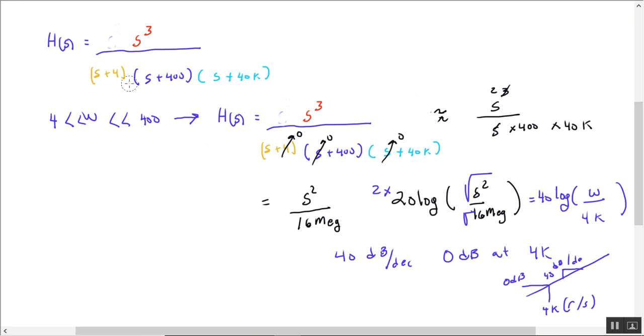Then the next is when we're greater than 4 but less than 400. So now omega is greater than 4, much, much greater, so the 4 drops out. But in this case, the other S terms still drop out, and you're left with S squared divided by 400 times 40K, which is S squared divided by 16 meg, which you can turn into a 40 dB per decade line by taking the square root of the numerator and the denominator. So basically, now we have another slope, not as sharp as the other one, and the 0 dB point is at 4K.